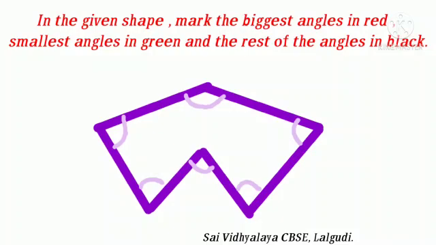First, find the smallest angles in this shape. Yes, these three angles are smallest angles. Mark the smallest angles in green color. Next, here which is the biggest angle? Yes, mark the biggest angle in red color. Next, mark the remaining angles, rest of the angles in black.